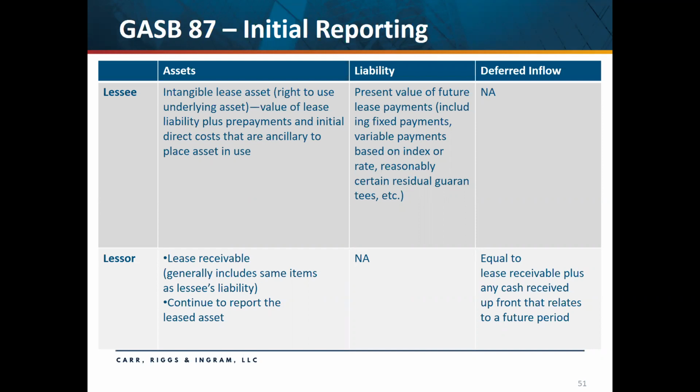That's a key part. It's not just the future lease payments. It's the present value of the future lease payments. This will include fixed payments, variable payments based on index or rate, reasonably certain residual guarantees, etc. However, for the lessor, you're going to book your lease receivable, or you'll just continue to report the leased asset, and a deferred inflow equal to the lease receivable plus any cash received up front that relates to a future period.